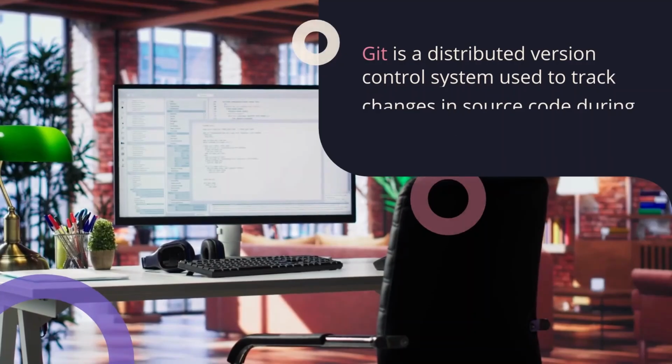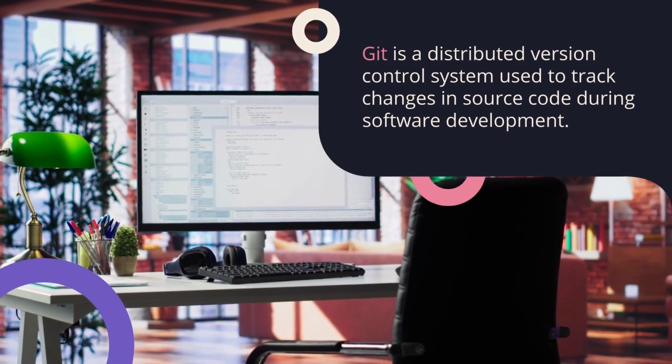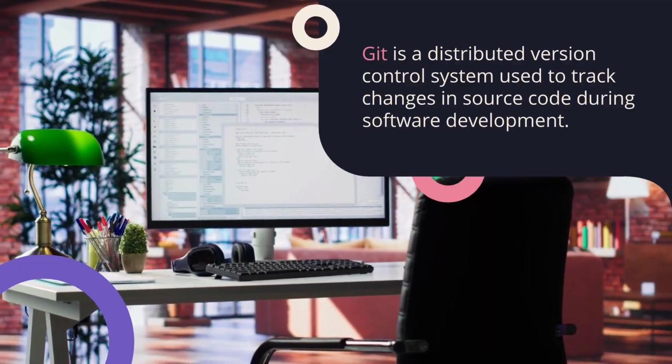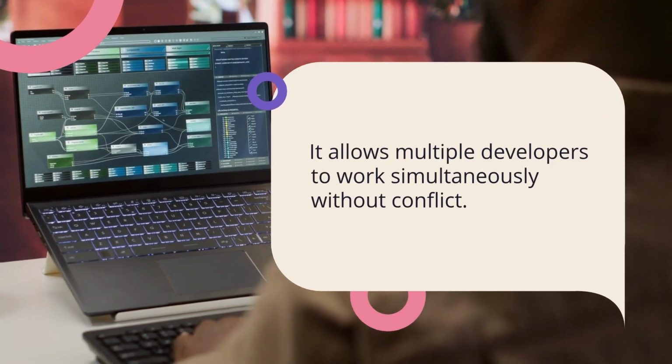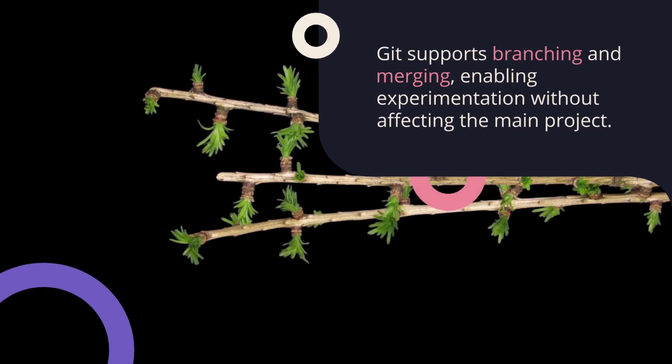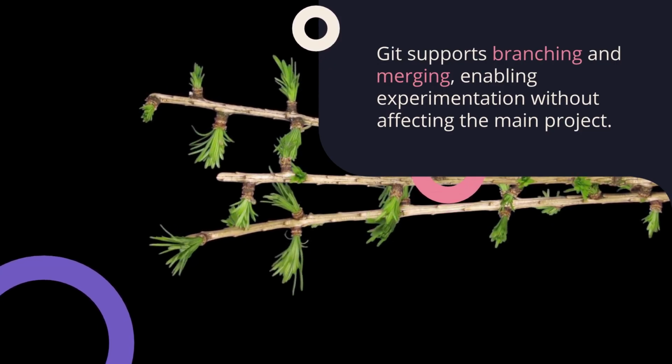16. What is Git? Git is a distributed version control system used to track changes in source code during software development. It allows multiple developers to work simultaneously without conflict. Git supports branching and merging, enabling experimentation without affecting the main project.